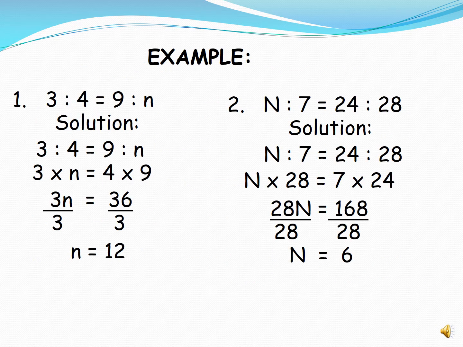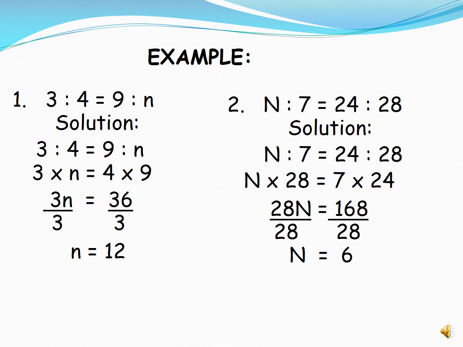Example number 1. 3 is to 4 is equal to 9 is to n. What is the value of n? Solution, we have 3 is to 4 is equal to 9 is to n. So multiply the product of the means and the extremes. So we have 3 times n is equal to 4 times 9. 3 times n is equal to 3n, and 4 times 9 is equal to 36. Divide both sides by 3, so we have 3n divided by 3 is equal to n, and 36 divided by 3 is equal to 12. So n is equal to 12.